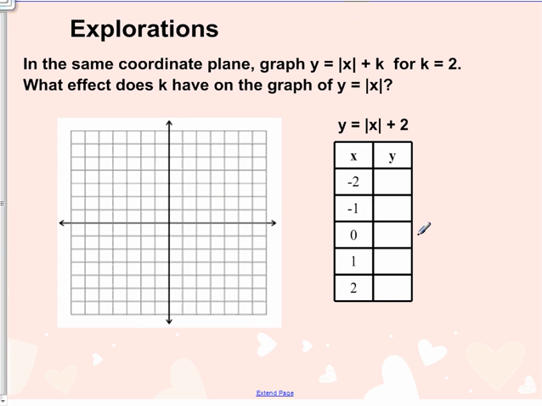So now when you're looking at a graph that has the value outside the absolute value, for example, y equals the absolute value of x plus 2, let's look at how that works. We have the absolute value of negative 2, which is 2, plus 2 is 4. So the equation, while you're solving it, would look like this. And we'll keep going down the line. The absolute value of negative 1 is 1, plus 2, which is 3.